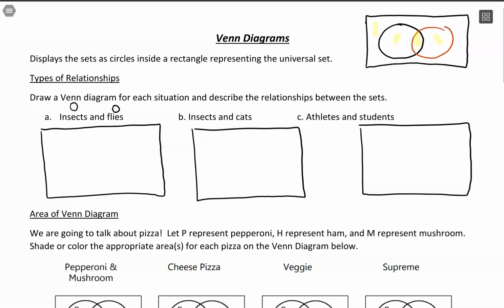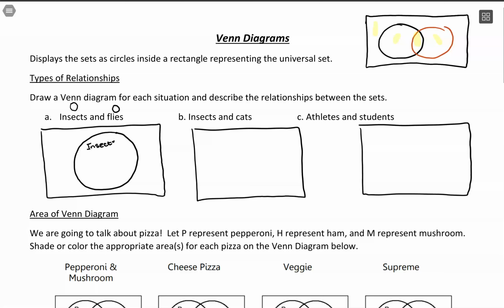Now something I need to think about here is, how do these 2 sets work with each other? Do they overlap? Yes, flies and insects overlap. In fact, something we want to think about here is that flies are always insects. We're not going to have any flies outside of that insect circle. So what we'll have here is we'll have our big circle for insects.